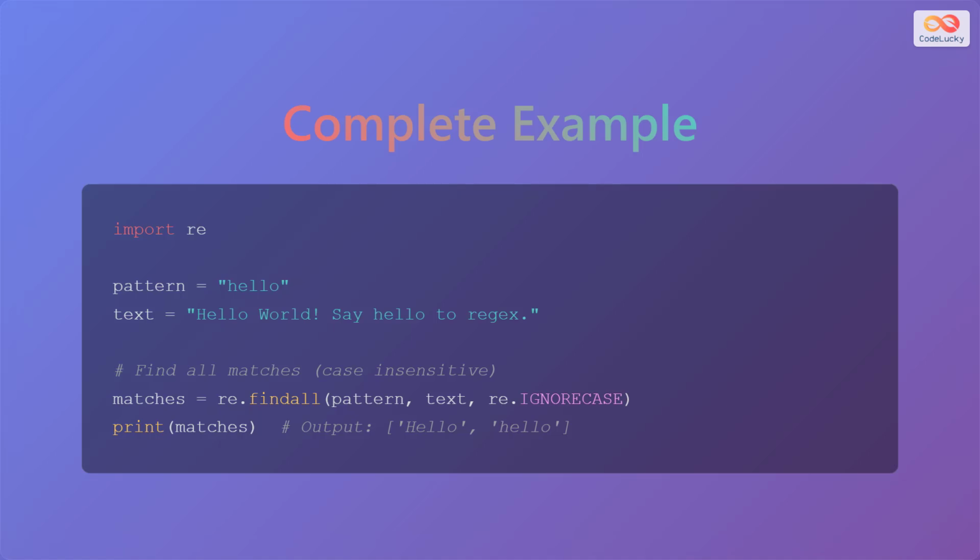Let's look at a complete example of how to use regular expressions with the case-insensitive flag. First, import the re module. Then, set the pattern to hello, and the text to hello world. Say Hello to Regex. Now use the re.findall function with the re.IGNORECASE flag to find all case-insensitive matches of hello in the text. The output will be a list containing hello and Hello.